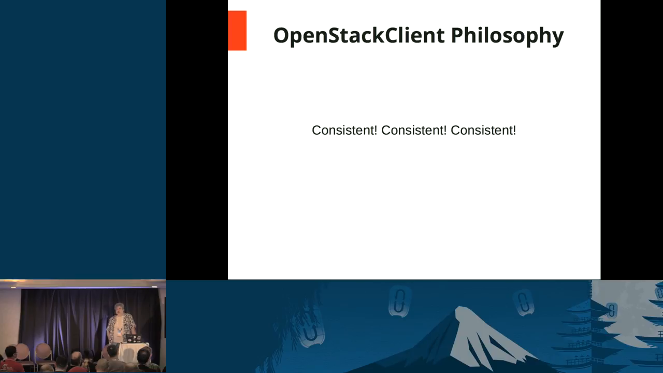If I need a new resource, what am I going to do? I'm going to create it. It's always going to be create. It's not going to be make. It's not going to be build. It's always going to be create. And those are contrived examples. We did have the real example of get and show both being used in the other clients for looking up a single resource.